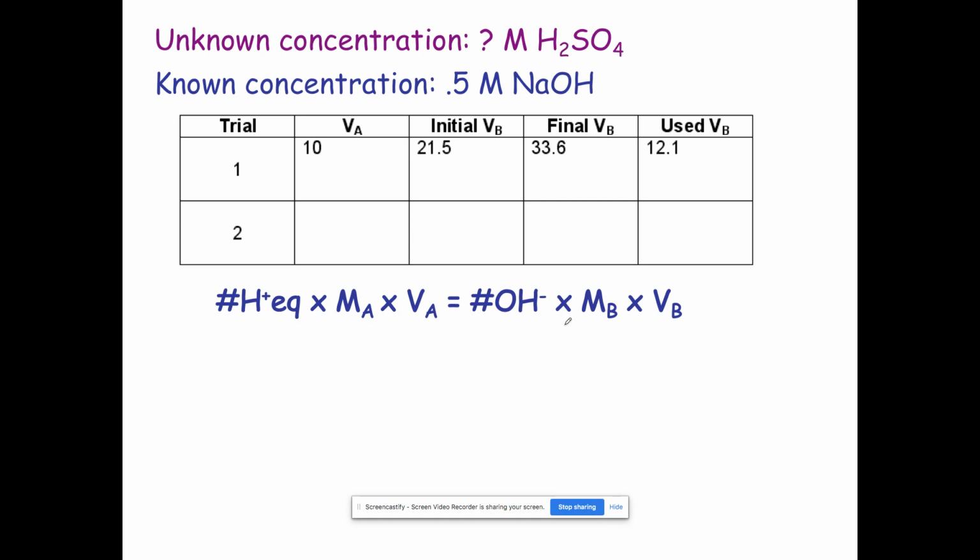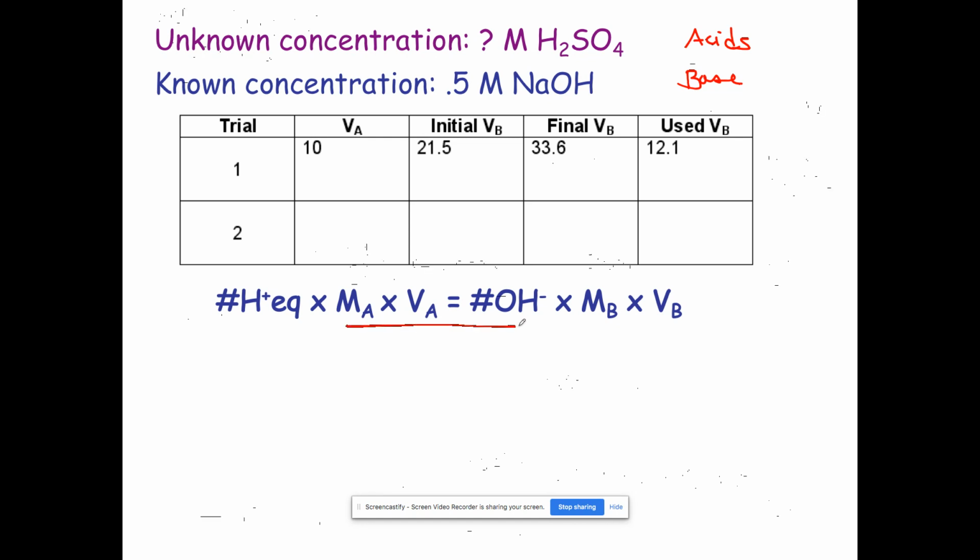So let's take a look at some titration data. So first of all, we know the concentration of our base. We know it's 0.5 molar. We don't know the concentration of our acid. By the way, how do you know who's an acid and who's a base? How about you check table K and L, and if you still don't know, who's giving off H plus? H pluses are acids. Who's giving off hydroxide? OH minus, that's base. So here we have our formula.